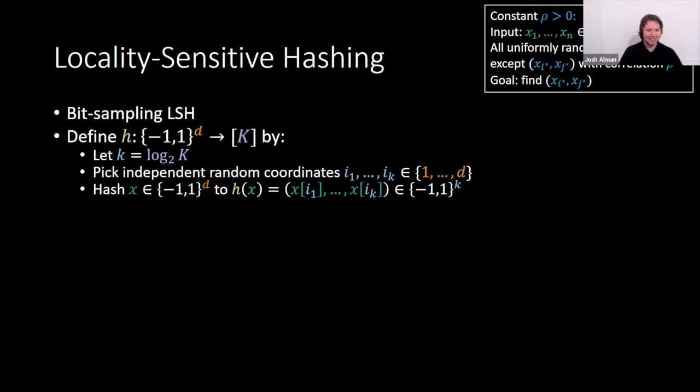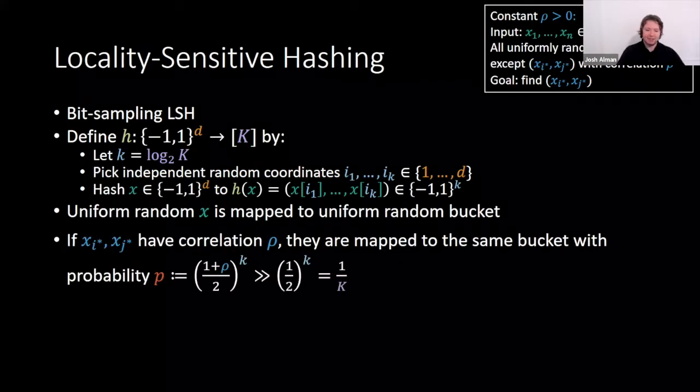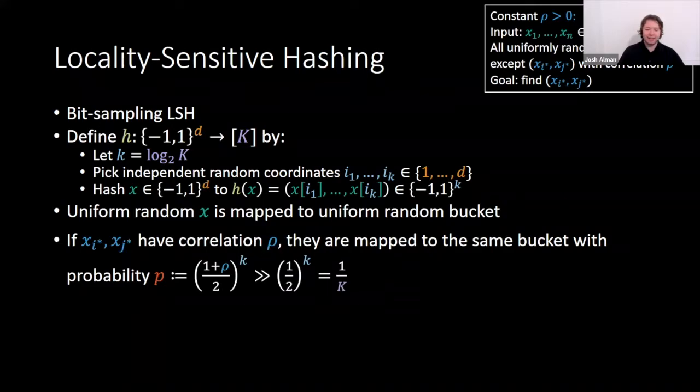And let's check this really has the properties I said it does. Well, first you can see a uniform random x really is mapped to a uniform random bucket because its projection is still uniform random. And the second thing you can check is that if you have a correlated pair of vectors with correlation rho, then the probability they're mapped to the same bucket is like this.